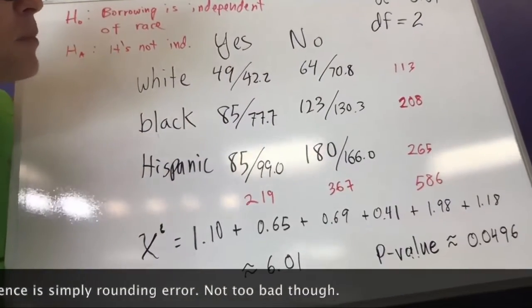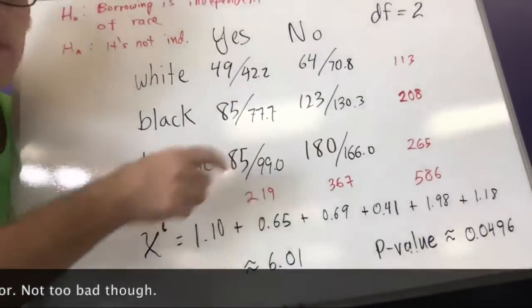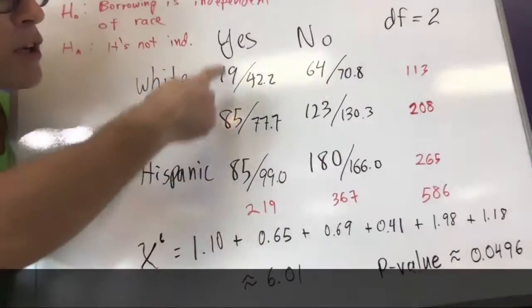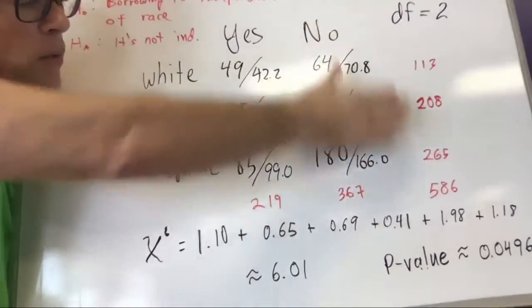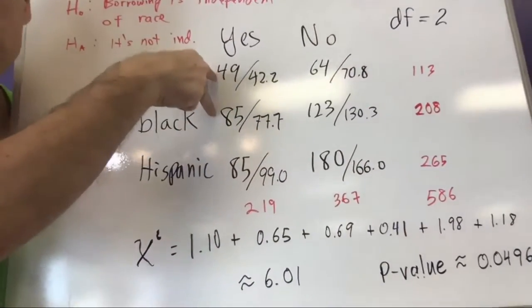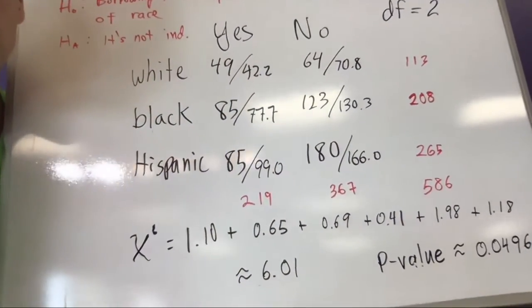And to find my p-value, I need to know my degrees of freedom. Remember the degrees of freedom, if I take out one of the rows and I take out one of the columns, I'm left with just 2 cells. Gives me a degree of freedom of 2.